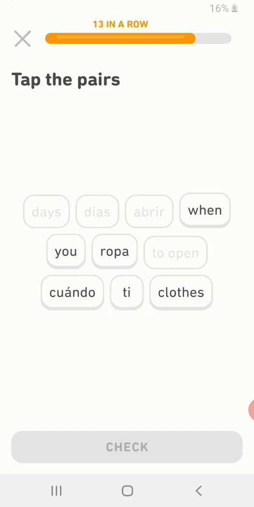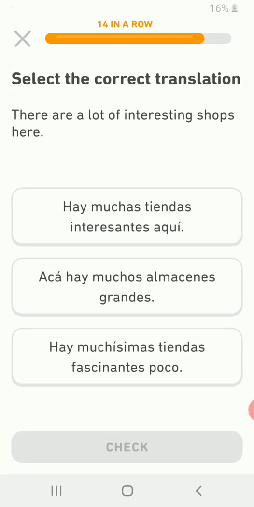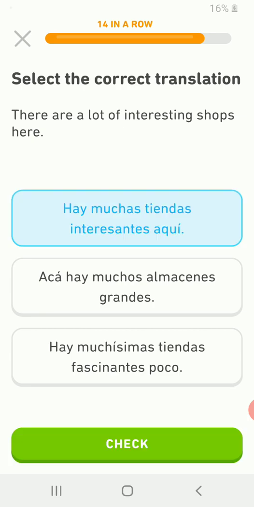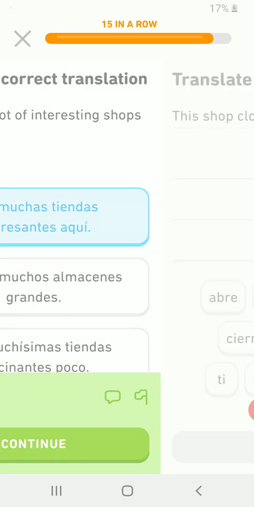And we have seen cerrar, cierra. So cerrar is to close. Cerrado. And select the correct translation. There are a lot of interesting shops here. We have seen this. Hay muchas tiendas interesantes aquí. It's not interesantas, but interesantes. Have to be careful here.